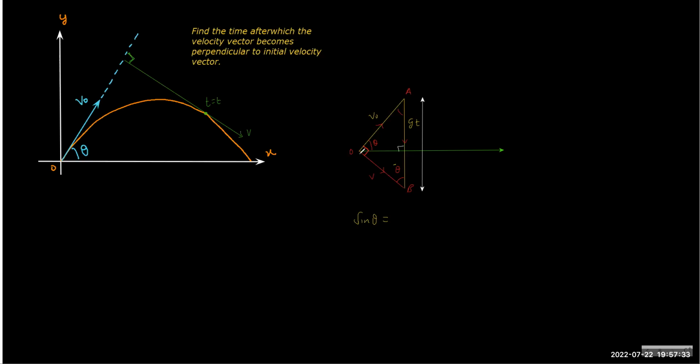So look at this triangle. This is your right angle triangle. Can you see that? Try to see this triangle. In this triangle, what is sin theta? V naught by GT. Exactly. So what is the T value? V naught by G sin theta.